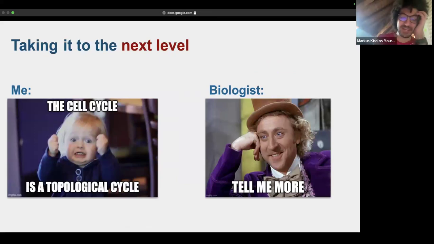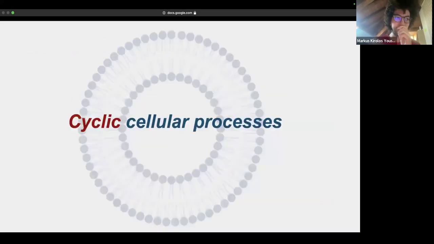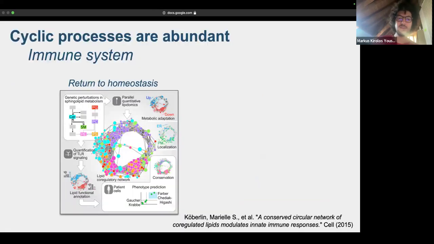So I was quite excited about this, that the cell cycle is an actual topological cycle. But then you go to the biologists and they're like, oh, wow, that is very interesting. And so it would be good to take this to the next level and generalize this and make something more out of this. So that's why we define quite a general class of cellular processes that here I want to call cyclic cellular processes, and that in some sense mimic the cell cycle in this topological behavior.